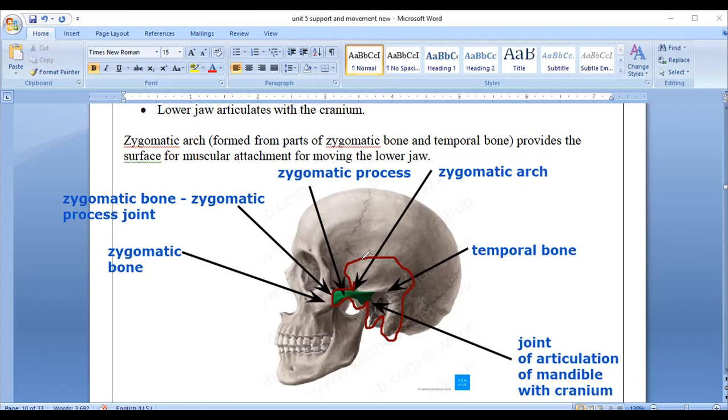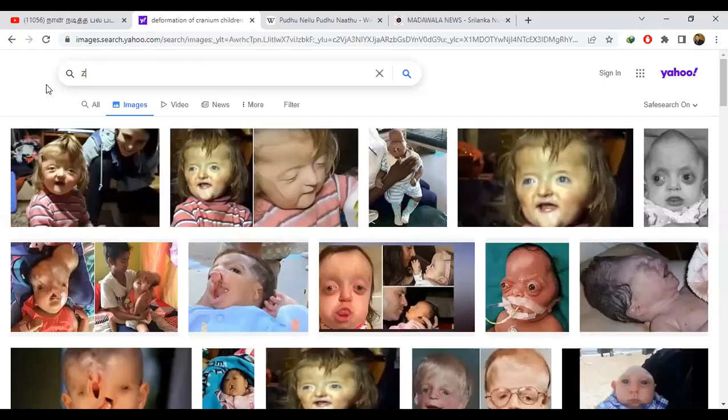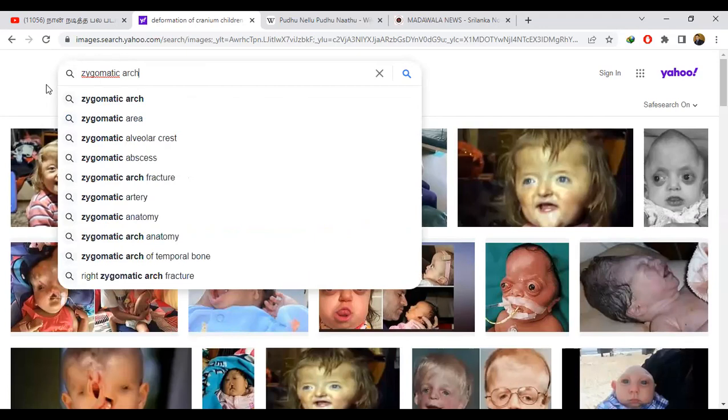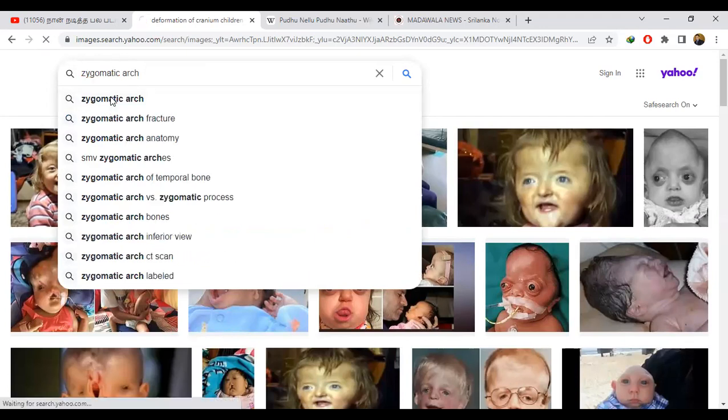Right? So that is the difference. So after getting this, you have to label these things. Okay. For your further clarification, I am searching this one.